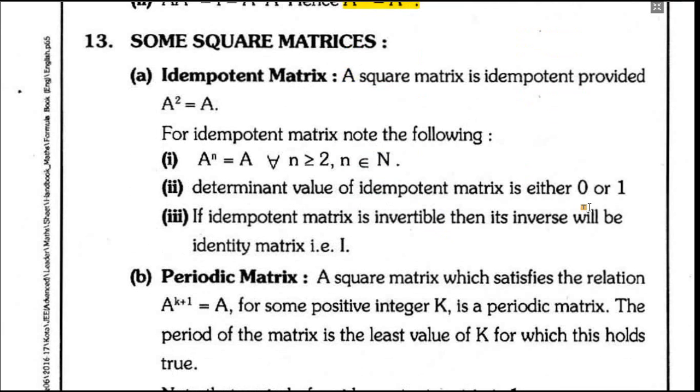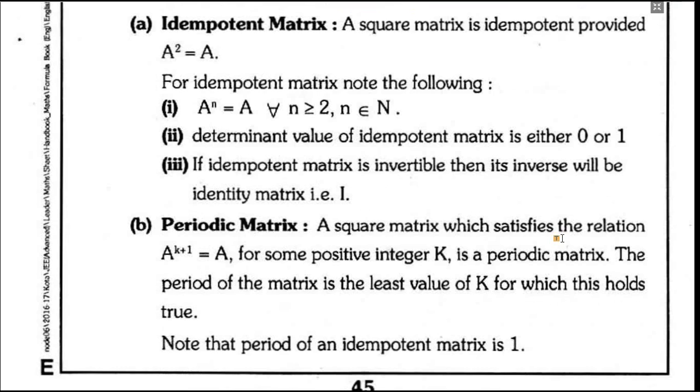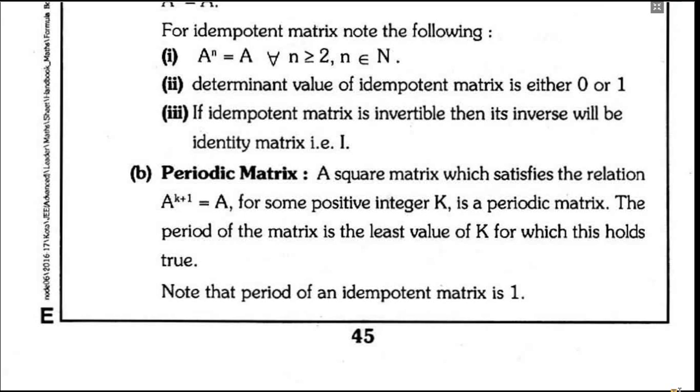Some special square matrices. Idempotent matrix. A square matrix is idempotent provided A square equals A. For an idempotent matrix, note the following. A to the power n is always A for all n greater than or equal to 2, n belongs to natural numbers. The determinant value of an idempotent matrix is either 0 or 1. If an idempotent matrix is invertible, then its inverse will be the identity matrix, that is I. Periodic matrix. A square matrix which satisfies the relation A to the power k plus 1 equals A for some positive integer k is a periodic matrix. The period of the matrix is the least value of k for which this holds true. Note that the period of an idempotent matrix is 1.